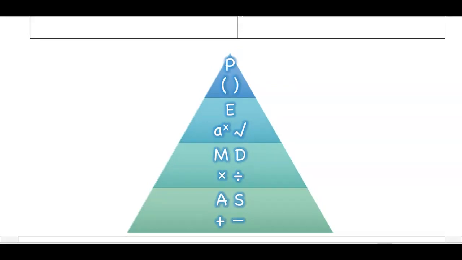So you're going to start with parentheses, then exponents. Multiplication and division are in the same chunk, so they always come before addition and subtraction, but they can work in either order. Last but not least, you always save addition and subtraction for last, but again, they could be in either order. So they're in the same chunk of the pyramid.